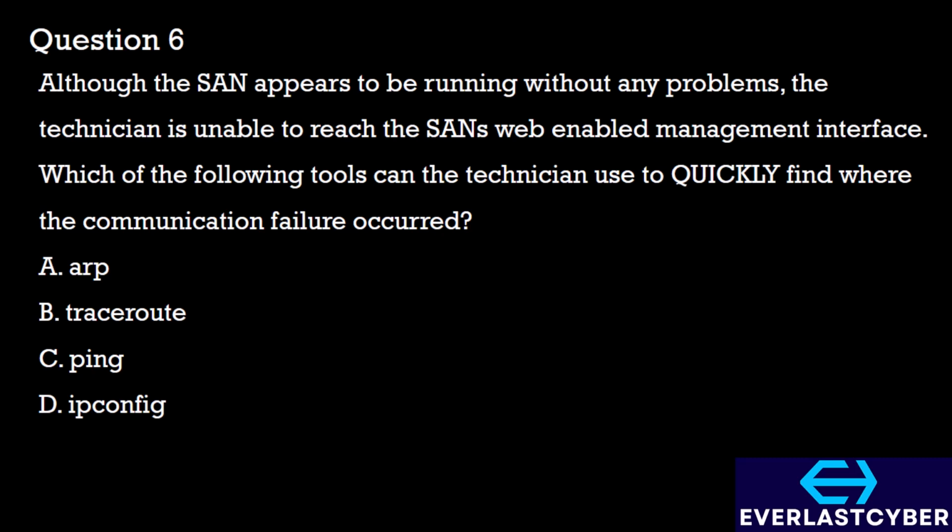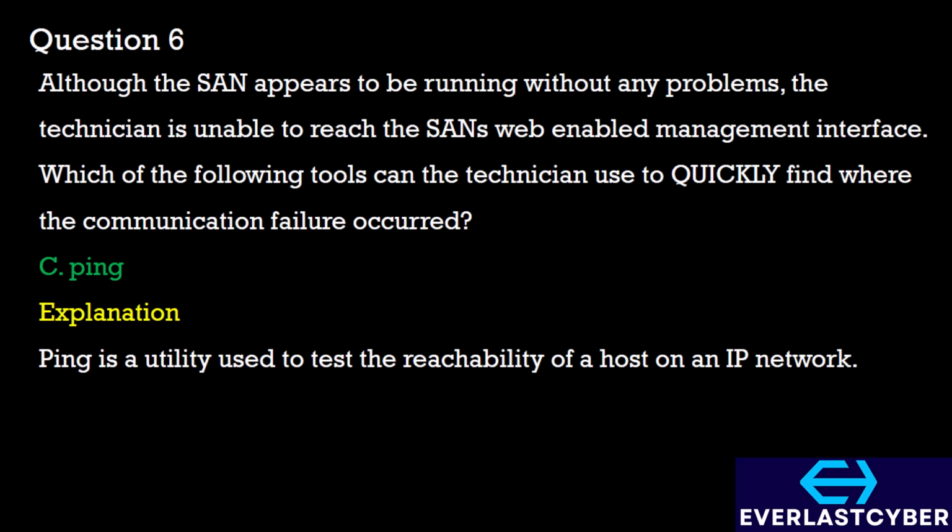The ARP resolves IP addresses to MAC addresses. Traceroute is used to trace the routes that a packet takes from the local host to the remote destination. Ping is used to test the reachability of a host on an IP network, while ipconfig just displays the IP configuration information of the network interfaces on a local system. With respect to the question we have here, the tool that the technician can use to quickly find where the communication failure has occurred will be option C, the ping utility.